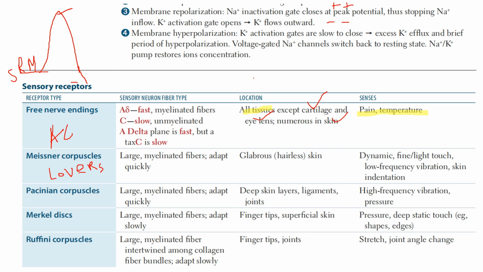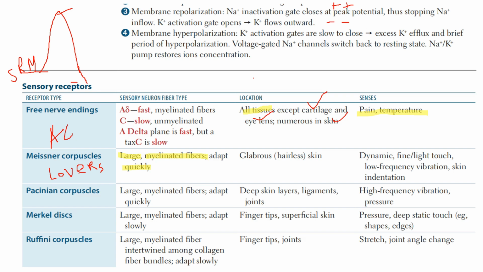So what happens? Lovers make a lot of promises, right? They speak like they're going to do a lot, this and that. So they are going to be large and myelinated. Again, the conduction velocity is going to be higher and quick. They make promises quickly, so they adapt quickly.